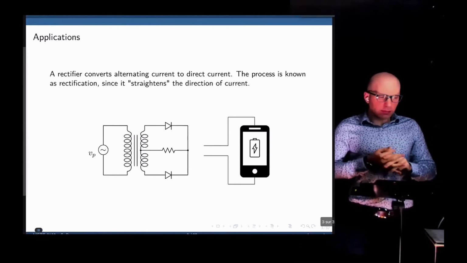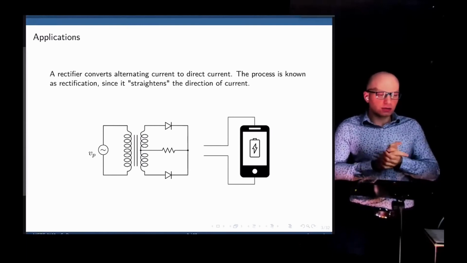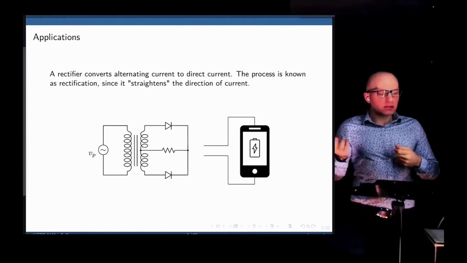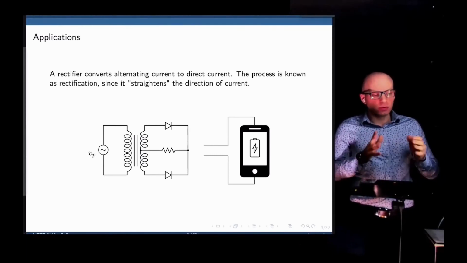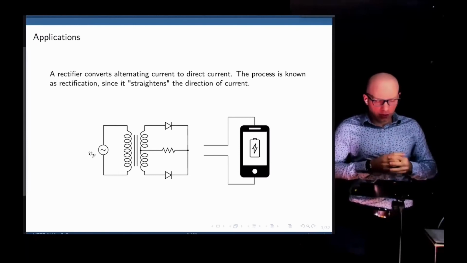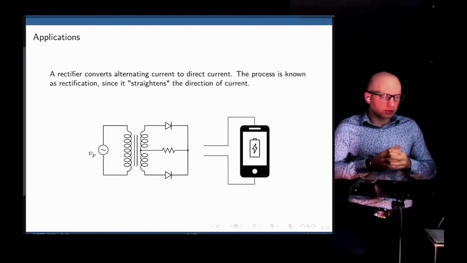As I said, there are many applications of diodes and diode rectifiers. The idea of a rectifier is to convert the AC signal into a DC signal, or in other words, to prevent current from flowing in one specific direction. This process is known as rectification.